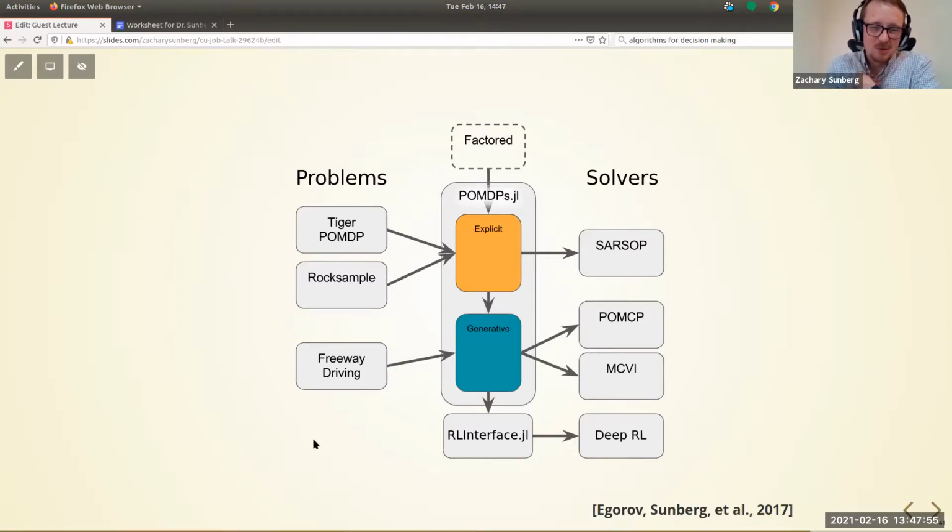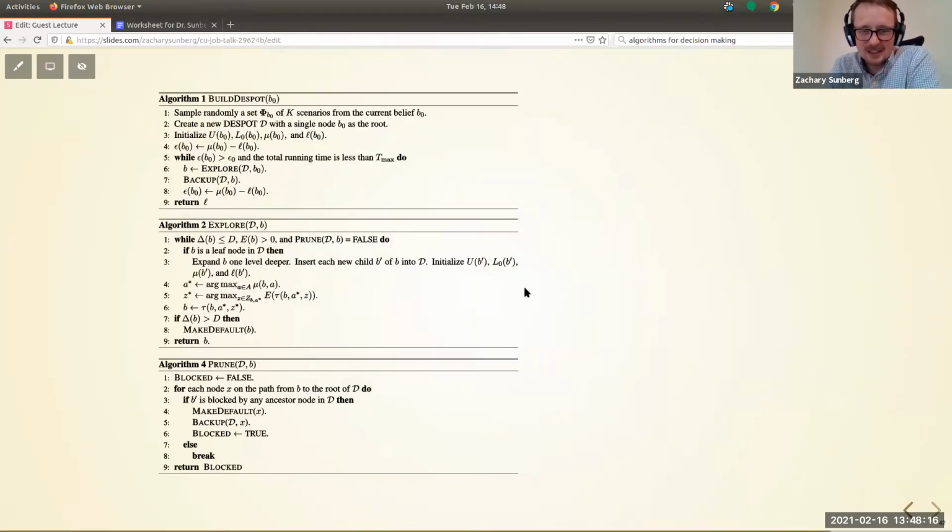But if you get something more complex, like the freeway driving problem, you have to use a generative model, which just means that you have a single step simulator. So instead of explicitly saying what the transition distributions are, all you have to do is be able to sample from that. And our solvers are able to work with either one of those. And then my favorite thing is how simple the code turns out to be.